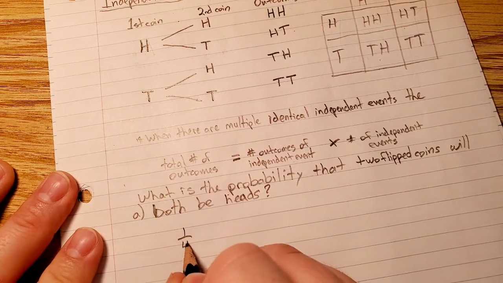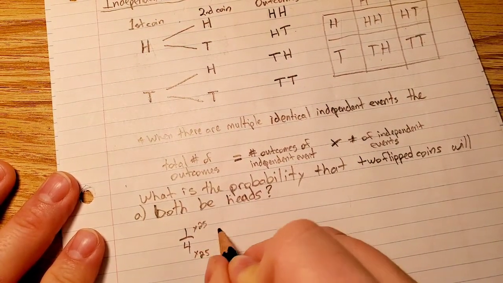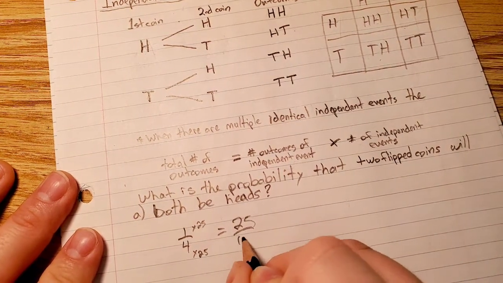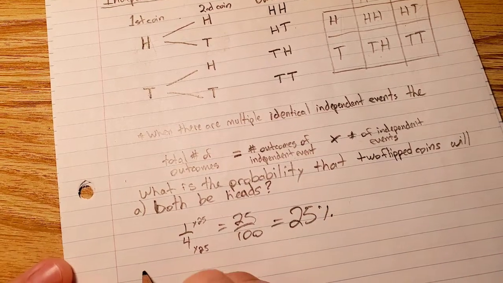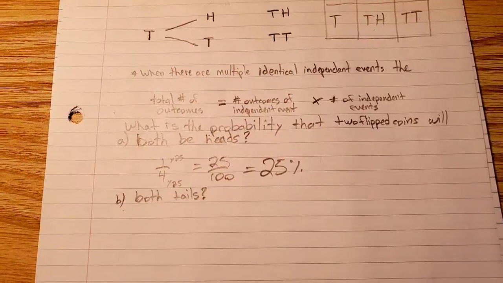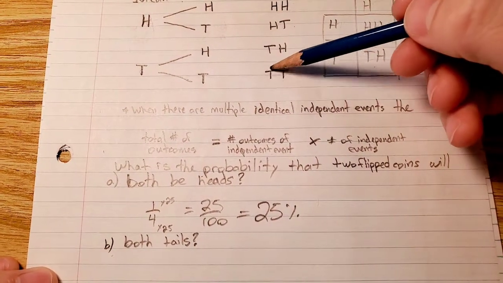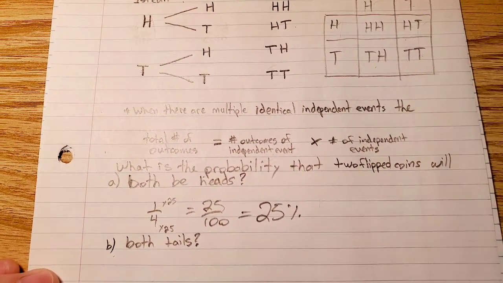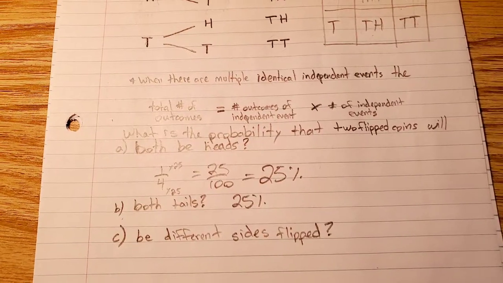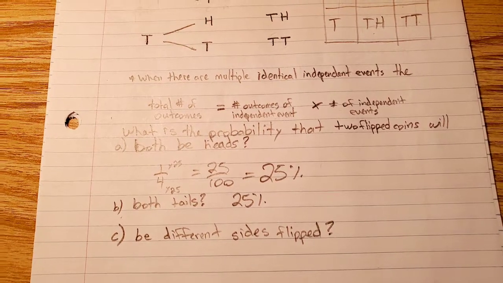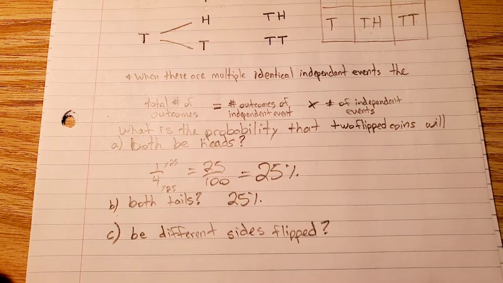So it would be 1 out of 4, which we can multiply by 25 and find out that it's 25 over 100, which equals 25%. Okay, what about both tails? Well, looking here, we have both tails was our last option. So it's just one of these options again, so it has to be the same. It's 25%.